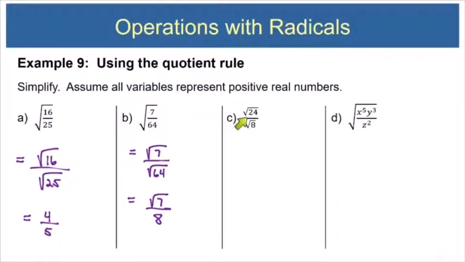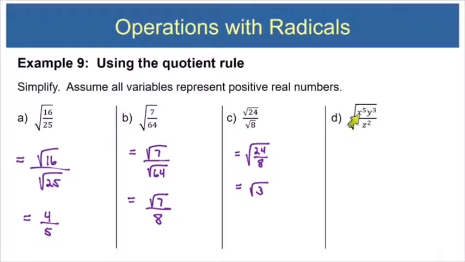Now in part C, notice that we already have two radicals. So what we want to notice here is that just like we can use the quotient rule to split radicals up, we can also use the quotient rule to put two divided radicals back together. So this can be written as square root of 24 divided by 8. And we know that 24 divided by 8 is 3. So this quotient becomes just simply square root of 3.